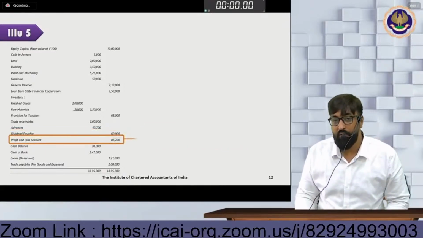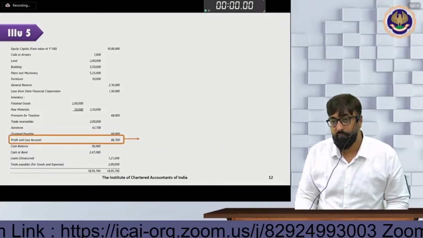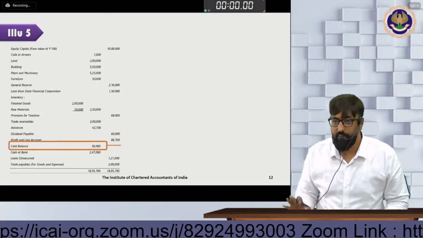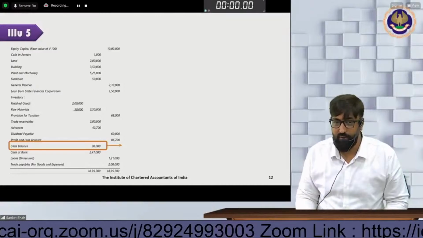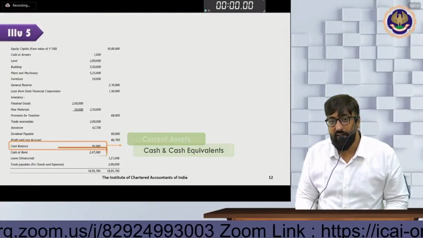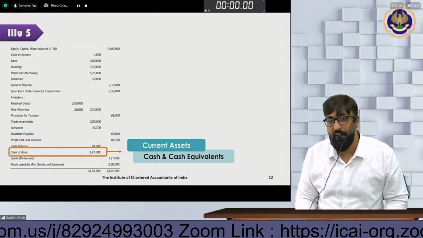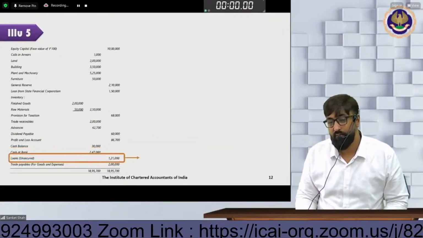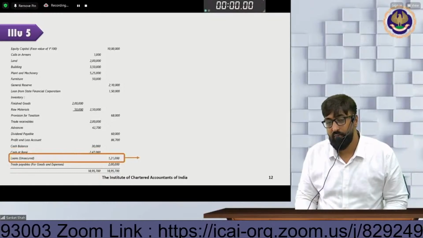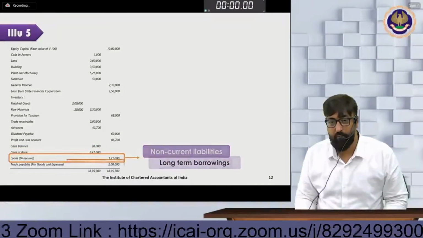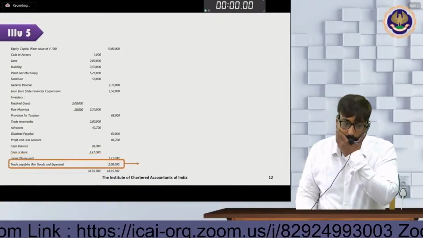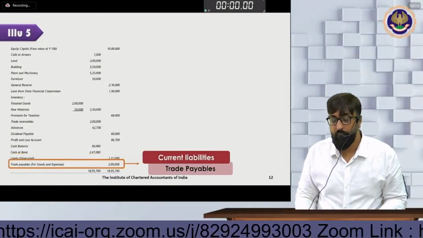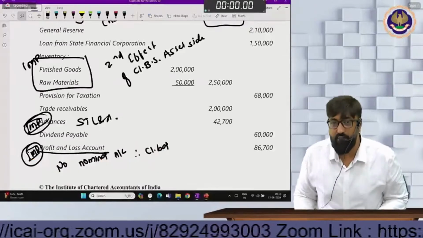Profit and loss account. So P&L account goes under reserves and surplus, sir. Under shareholders' funds, only reserves and surplus. Yes. Cash at bank, cash and cash equivalent. Cash at bank and cash in hand also come under cash and cash equivalent. Unsecured loans are long-term borrowings. Very good. And trade payable will be a separate head, sir. Trade payables under current liabilities. Very good. We have a separate head for trade payable.